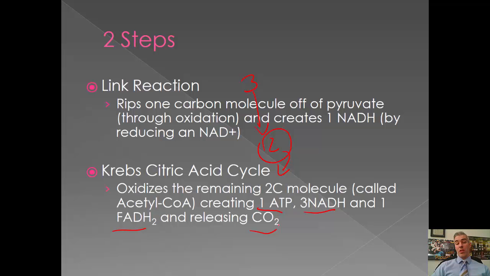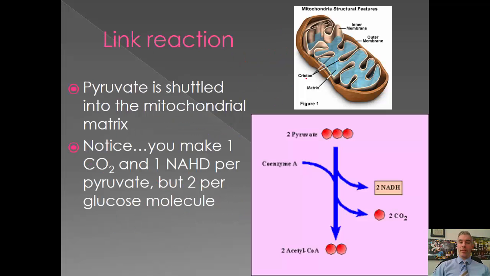So remember, if we put 2 in, we then get 2 carbon dioxides out, because if you have 2 3-carbon molecules and remove a carbon dioxide from each, you end up with two 2-carbon molecules. And then all of the stuff that's written about the Krebs citric acid cycle below is per acetyl-CoA, or the 2 carbon molecule. So we actually would end up getting 2 ATP, 6 NADHs, 2 FADH2s, and then 4 carbon dioxides out of that process.